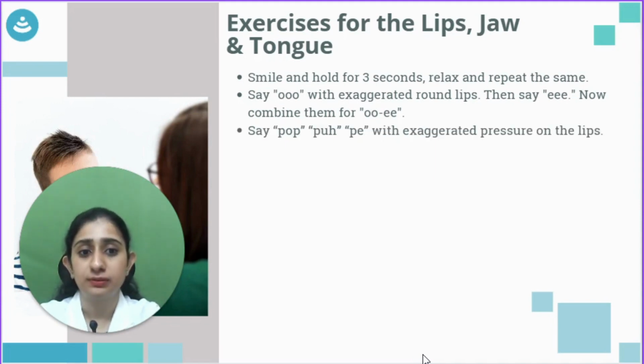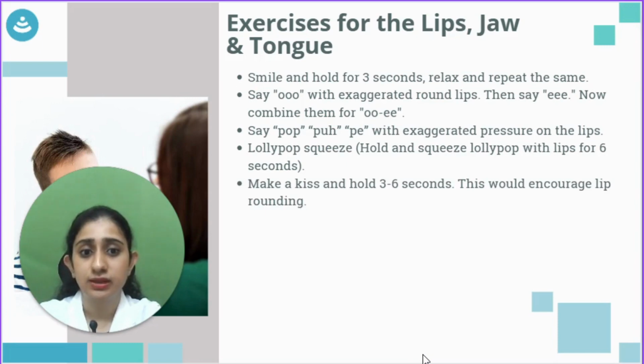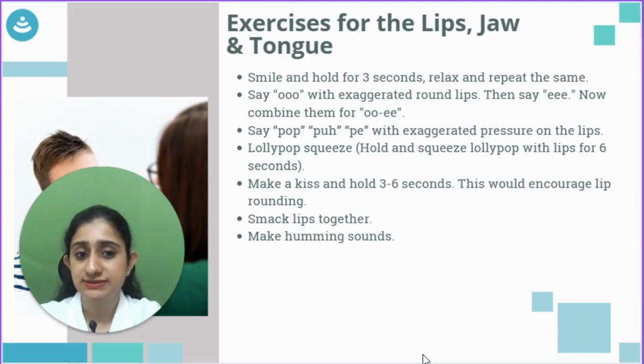Say pop, pa, pe, with exaggerated pressure on the lips. Lollipop squeeze: hold and squeeze a lollipop with your lips for 6 seconds. Make a kiss and hold for 3 to 6 counts. This would encourage lip rounding or the fishy face. Smack lips together. Make humming sounds.